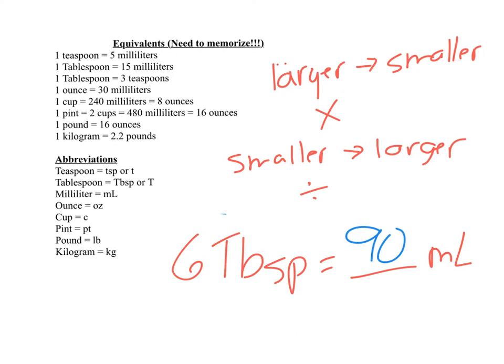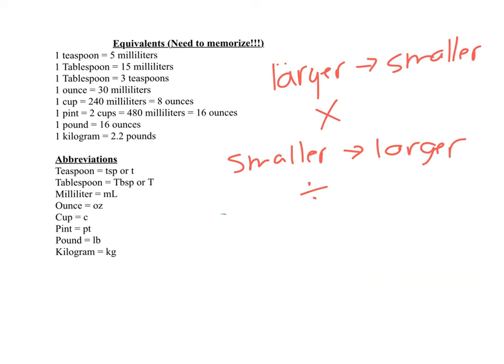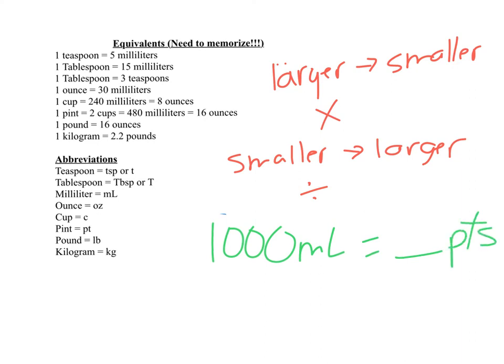Okay, so let's take a look at another one. How about we have 1,000, let's say, milliliters, and I want to know what that is in pints. I'm just going to use the abbreviation there because I'm cutting short. So milliliters to pint. I look up in my chart and I see the 1 pint. It says it's equal to 2 cups, so that's what I would use if I was converting pints and cups. 1 pint is equal to 480 milliliters, so I would use that, since that's what I'm converting here, milliliters and pints.